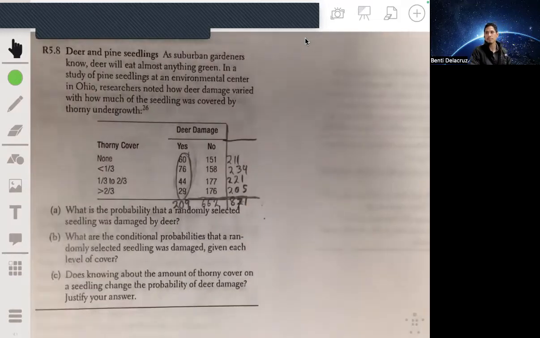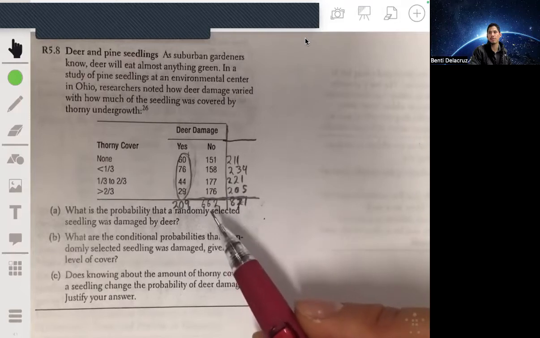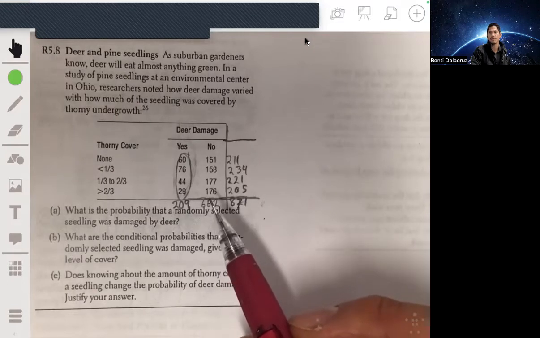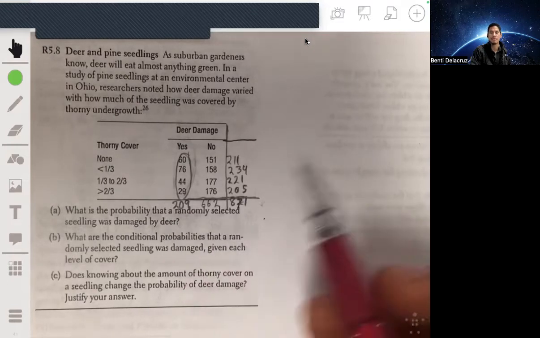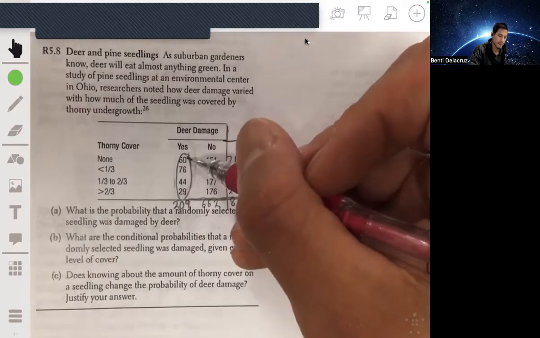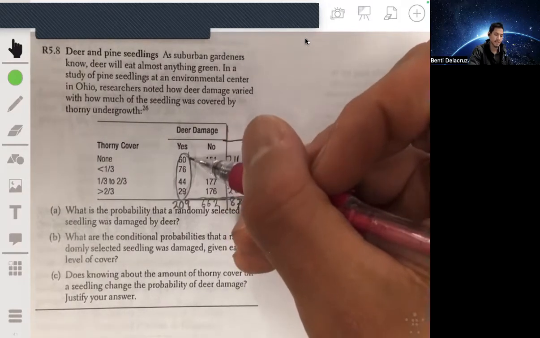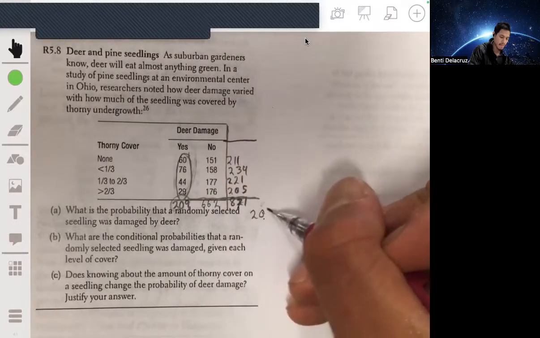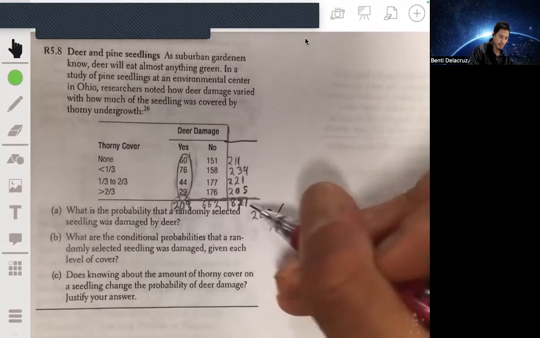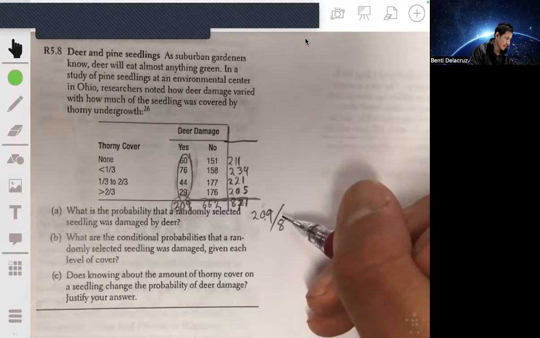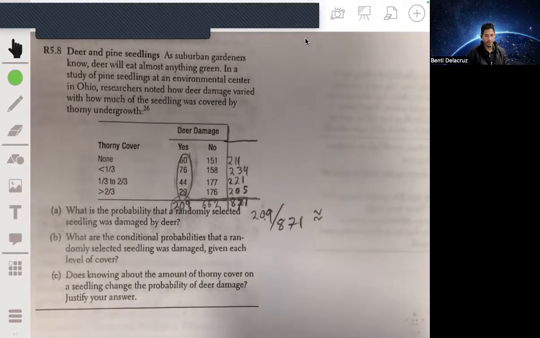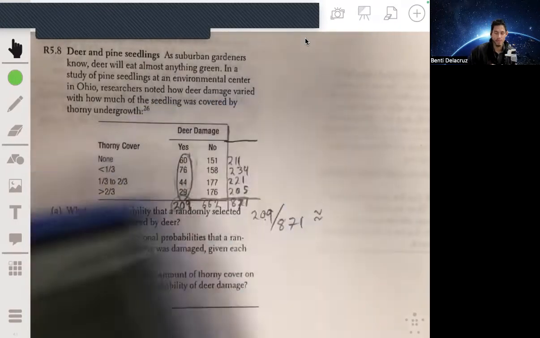Okay, so it's asking simply, if you selected a seedling at random, what's the probability that it was damaged by deer? So just overall. The overall number of seedlings that were damaged by deer is 209. So this is just going to be 209 over the overall total, 871. We can simply use our calculator, and that'll be about 24%, 0.24.